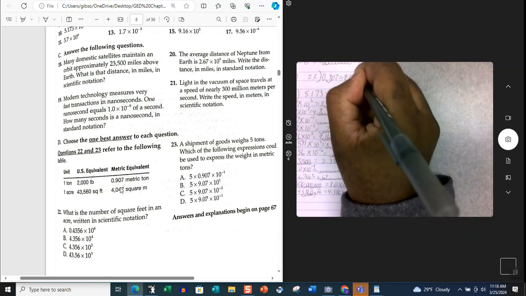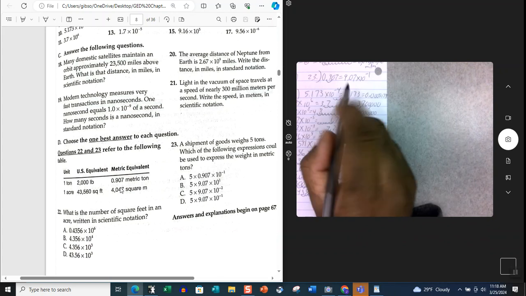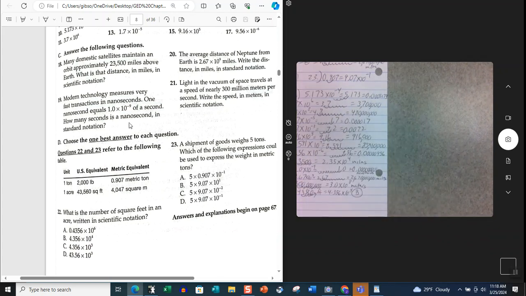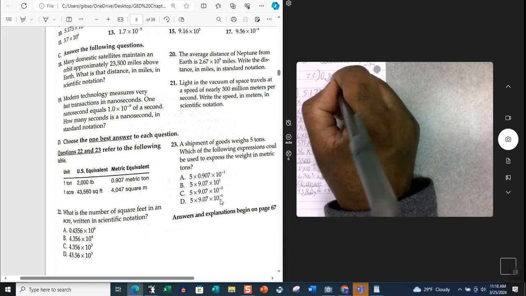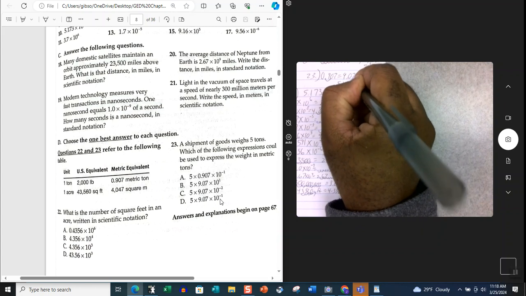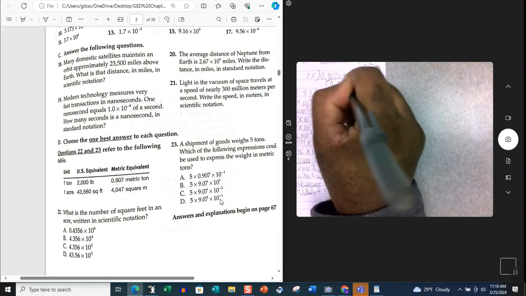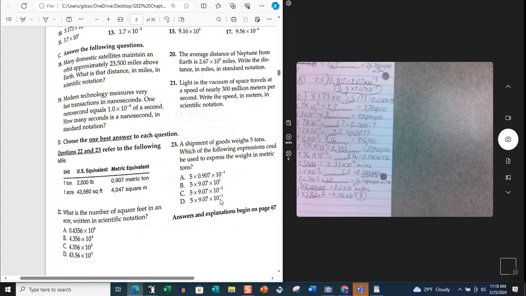It'll be 9.07 times 10 to the negative 1 because we move 1 to the right. So now we have to do 5 times this value here. And the only one that expresses that is D. So it's 5 times 9.07 times 10 to the negative 1 power, which is D. And that is problem 23.